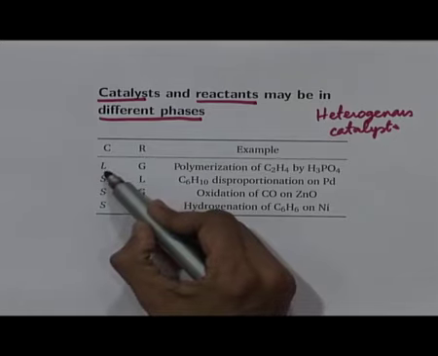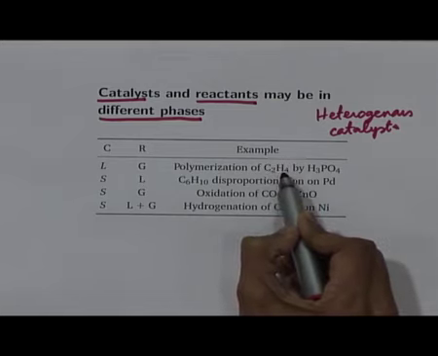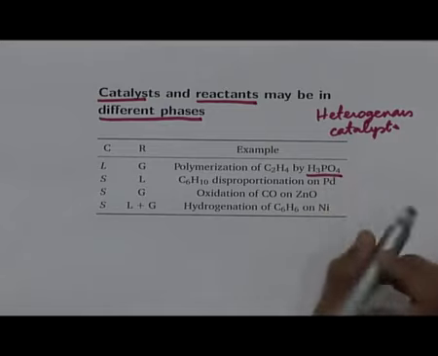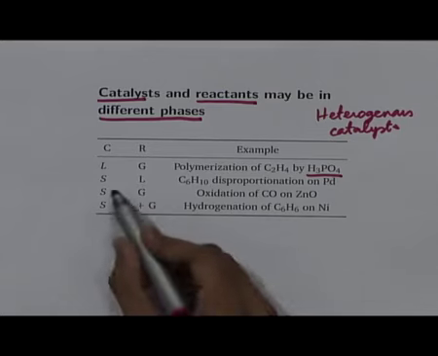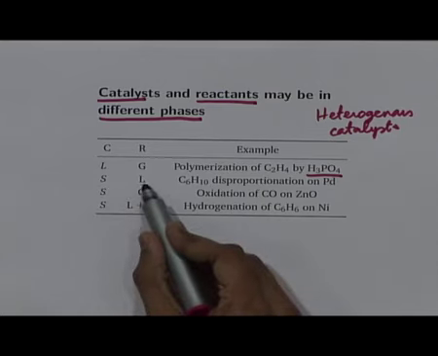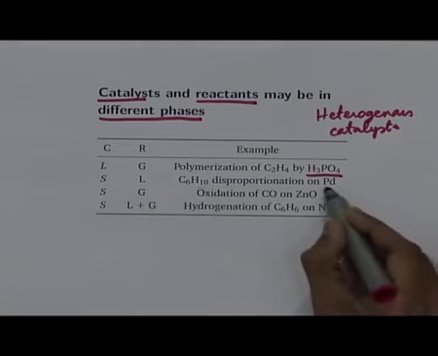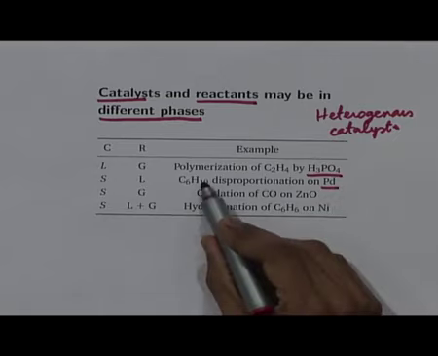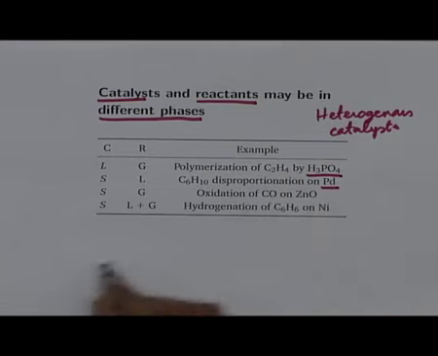Catalyst in the liquid phase, reactant in the gas phase. The polymerization of ethylene, ethylene is the reactant, the catalyst is the liquid phase, phosphoric acid. Here is an example, solid catalyst, liquid reactant, cyclohexene disproportionating. Cyclohexene is a liquid, palladium is a solid catalyst. Cyclohexene goes into benzene and cyclohexane, that is disproportionation for you.